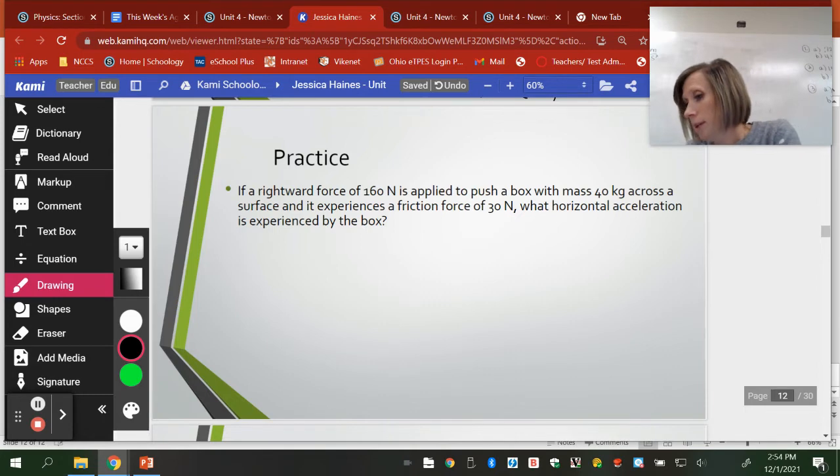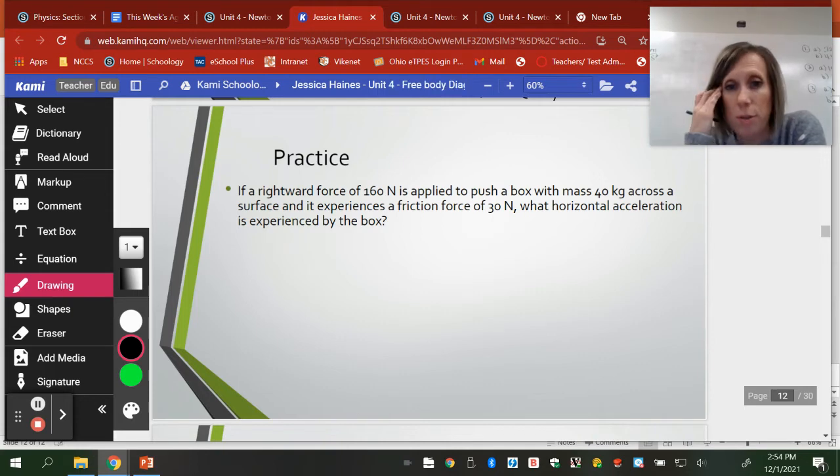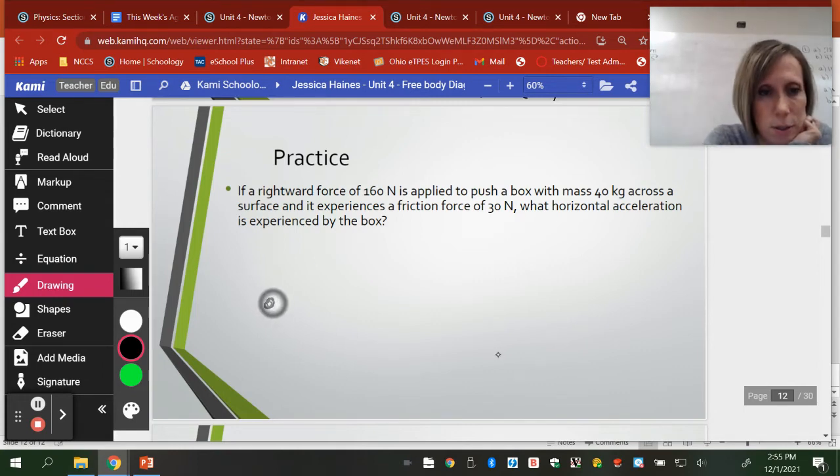Okay, let's try this one. If a rightward force of 160 newtons is applied to push a box with a mass of 40 kilograms across the surface and experiences a frictional force of 30 newtons, what horizontal acceleration is experienced by the box? So now instead of a frictionless surface, we have friction. It's going to look very similar to our last one.